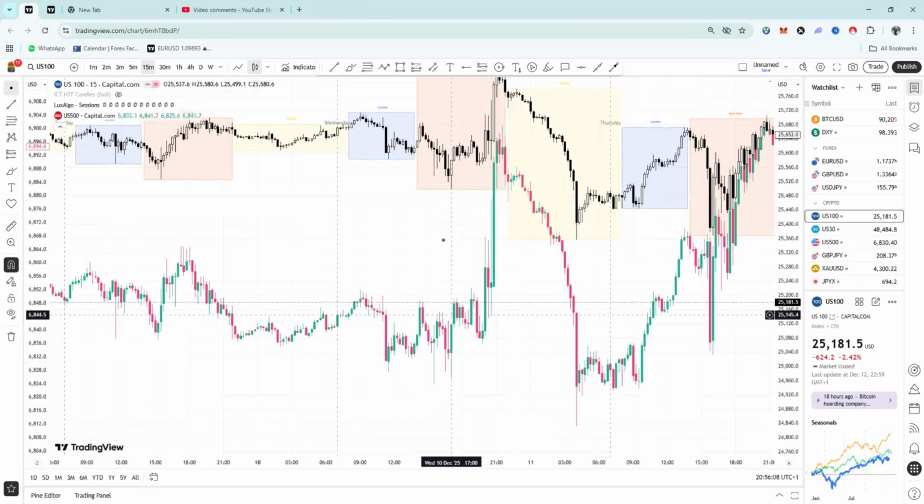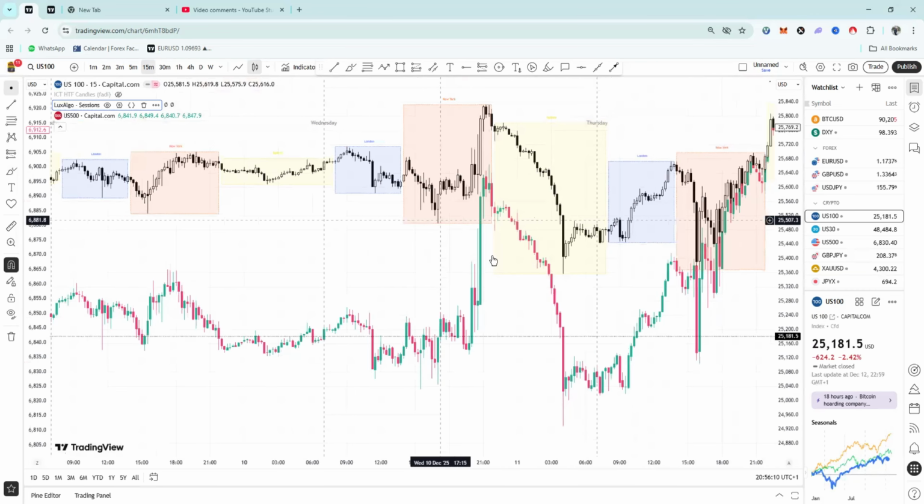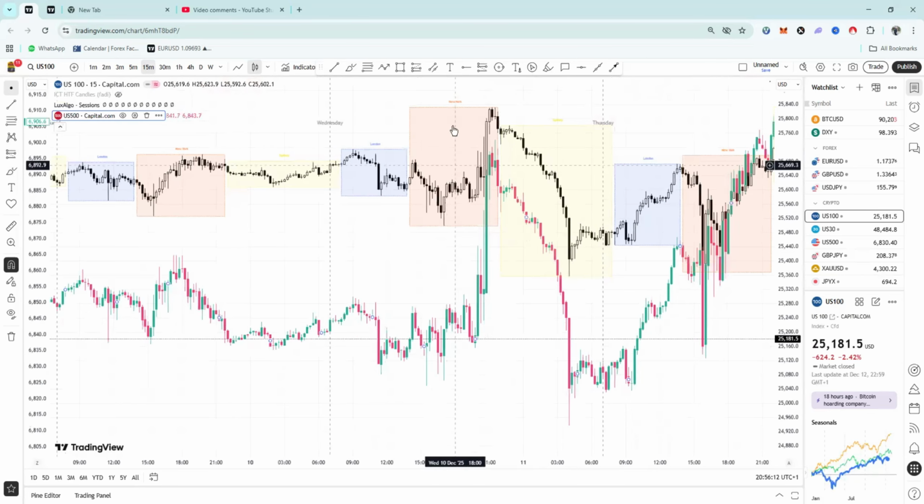Good, this is an example here. Now, this is the New York session. We have price creating a low and then taking out that low. We have the same low here and price failing to take out the same low. So what is this? This is an SMT.